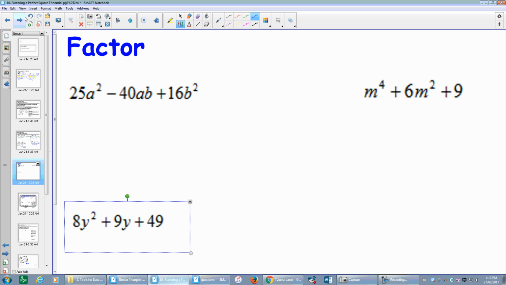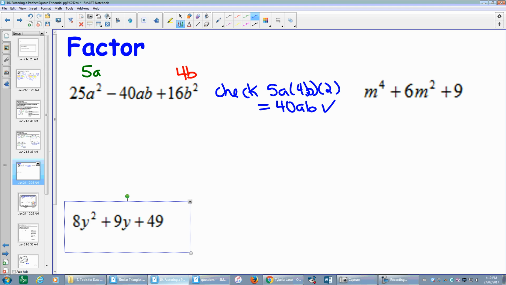Okay, our last 3 examples. Again, I check: can I square root the first term? Yes, it's 5a. Can I square root the last term? Yes, 4b. Can I do a check? Absolutely. I take 5a times 4b and double it, which gives me 40ab. That works out. So my final answer becomes 5a minus 4b all squared.